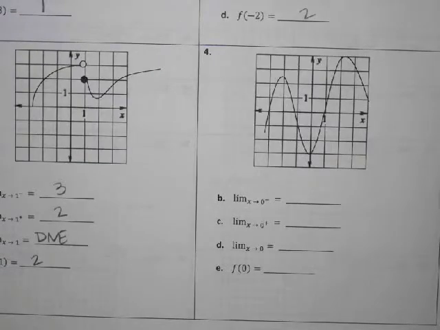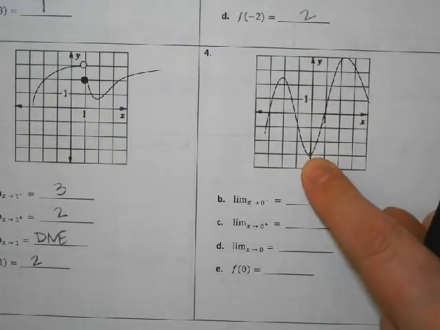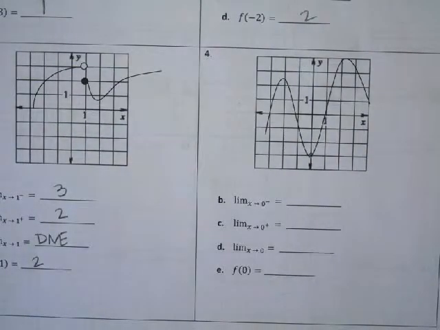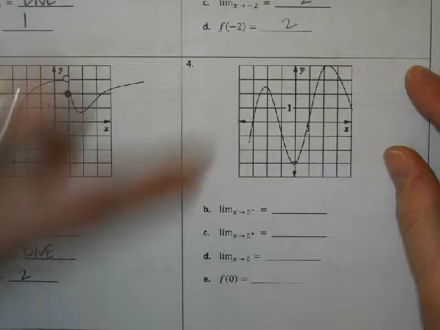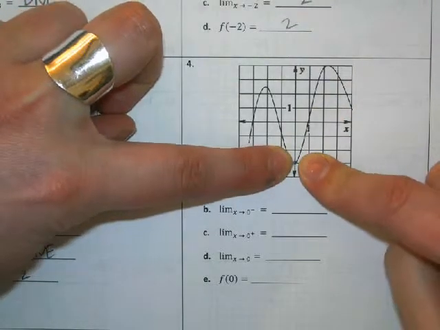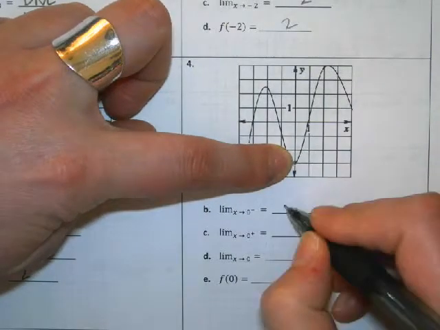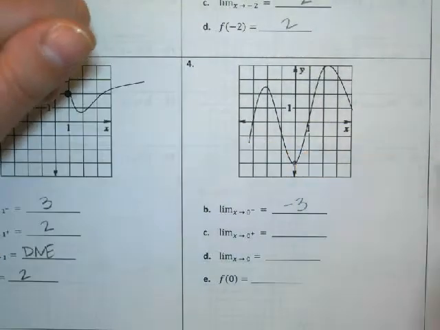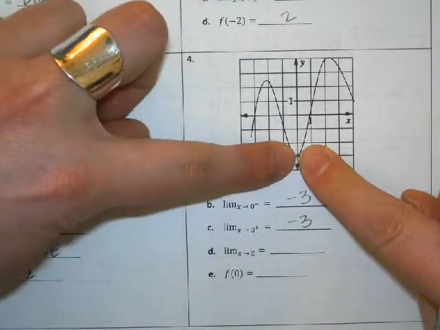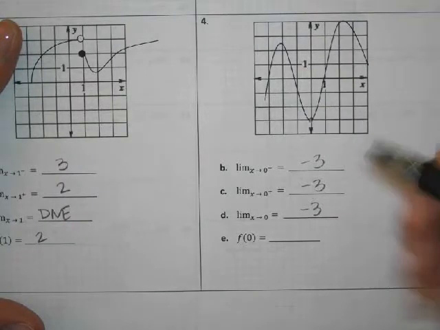All right, number 4, they're talking about an x value of 0. So down here, this is where the x value is 0. So go ahead and check it from the left side, from the right side. All right, so if we follow it on the left side and we follow it on the right side, what should the limits be? -3 from the left side, -3 from the right side. Our fingers agree. What do you get if you plug 0 in? -3. It's a real point that's there. All right?